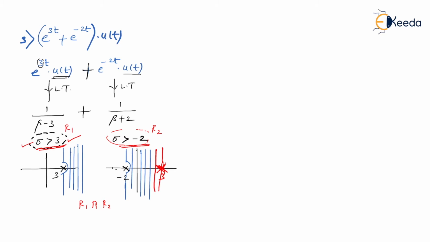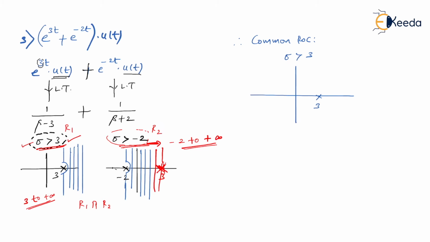Because when I say sigma greater than minus 2, it means it is moving from minus 2 to plus infinity. And when I'm saying sigma greater than 3, it means it is starting the journey from 3 to positive infinity. So if you have to take the common area between two ROCs, then effectively we are going to take sigma greater than 3. Therefore, the common ROC will be sigma greater than 3. We can show the ROC like this.